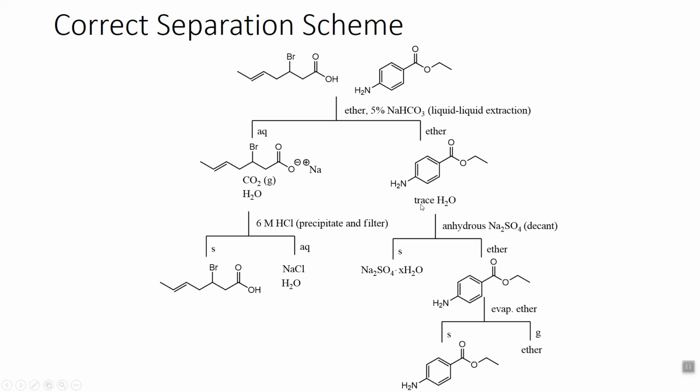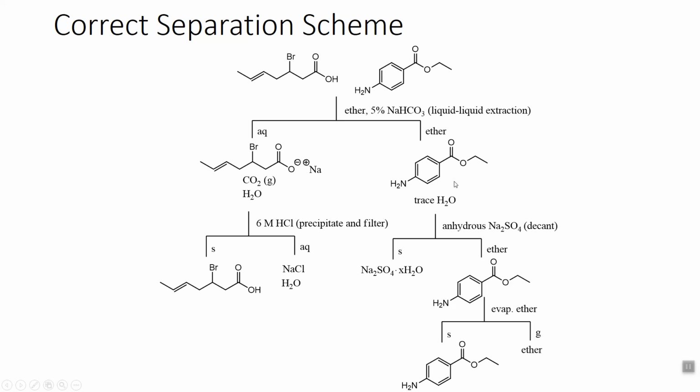However, I will get traces of water because I added aqueous sodium bicarbonate in the liquid-liquid extraction. So now I'm going to focus on this side. If I want to get my carboxylic acid salt back, I need to add an acid. And if I add 6 molar HCl, as mentioned before, this molecule is unlikely to be soluble in water, so it should precipitate out as a solid when I add the hydrochloric acid. My byproducts will be NaCl and water.